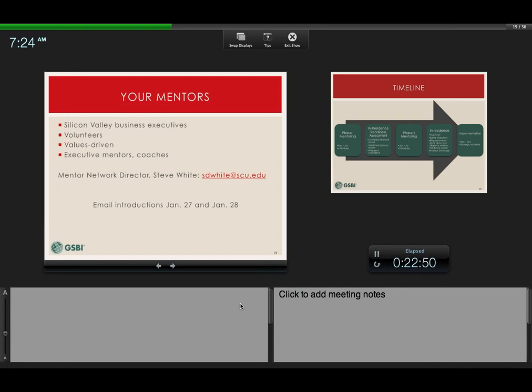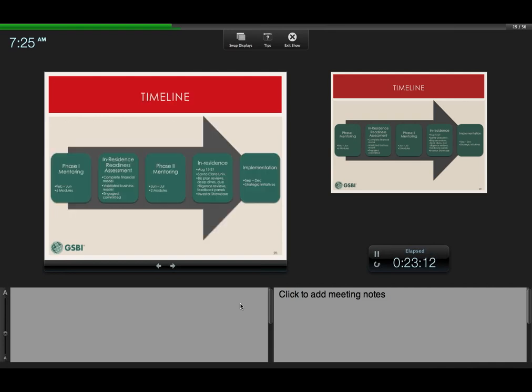So I encourage you to do that as soon as possible. And the email introductions to your mentors will be today and tomorrow, depending on how much time I have to do those. So they'll be coming, and I encourage you to follow up immediately with those introductions and get your phone call scheduled and your regular meeting time set up.